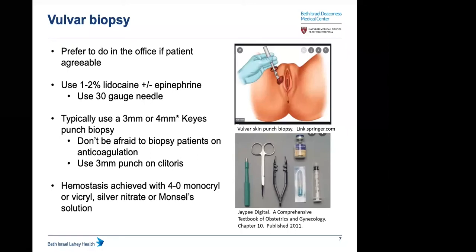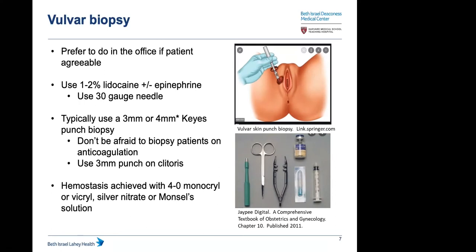And don't be afraid to biopsy patients who are on anticoagulation. I biopsy patients on anticoagulation all the time. If you feel uncomfortable about it, or if it's a lesion that looks ulcerated, is exophytic, is already bleeding when you're examining them, certainly don't feel pressured to biopsy those patients, because they certainly can bleed more than you want them to. But a small lesion that doesn't look ulcerated or is not overly suspicious for cancer can be biopsied without significant blood loss. And certainly if you're using epinephrine, that can help minimize the blood loss.